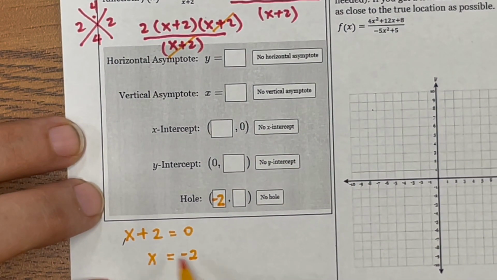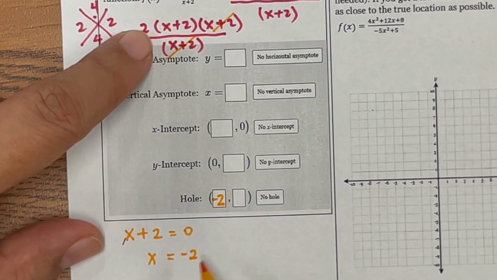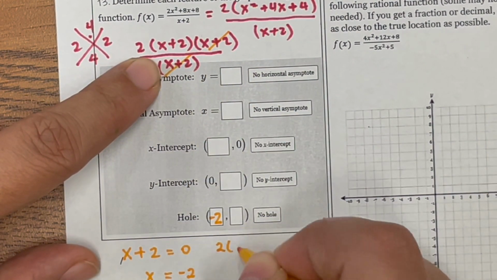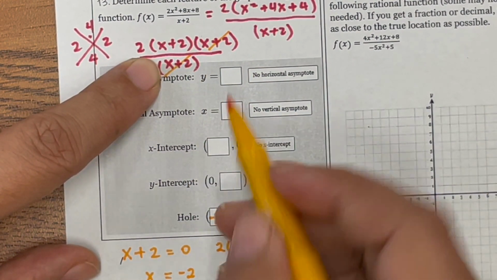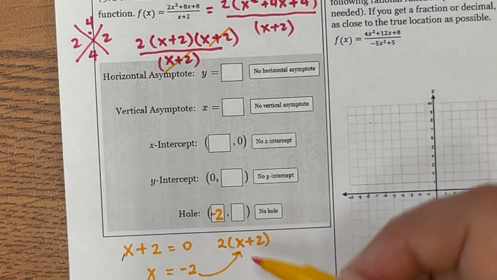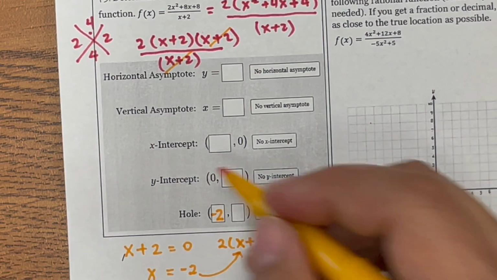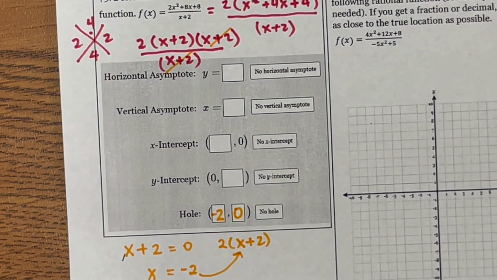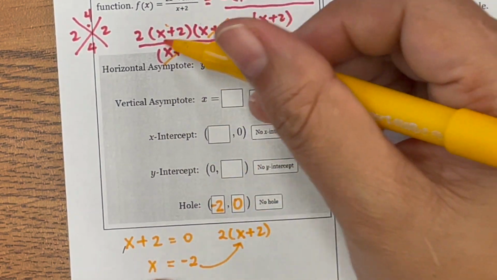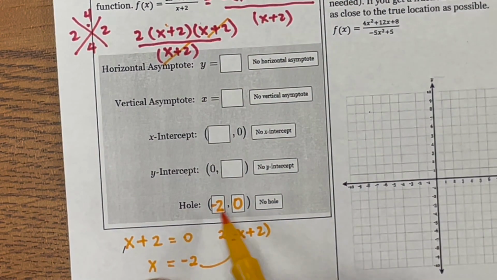Now I have to find my y value at x equals -2. You plug it back into your equation without the hole. So I'm plugging it into this equation right here without the hole, in a calculator. -2 plus 2 is 0, times 2 is 0. So my hole happens at (-2, 0). Whatever is left over, you plug x into that. Okay, so that's my hole.